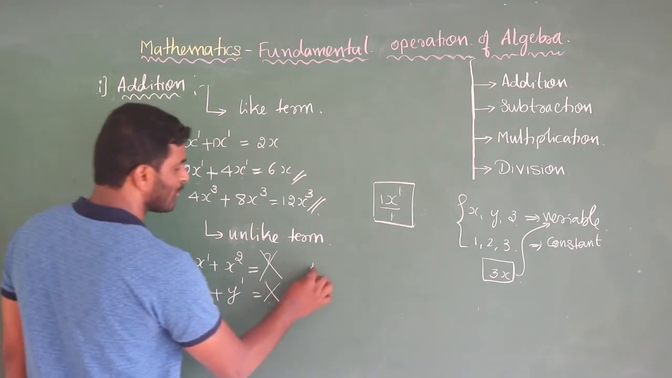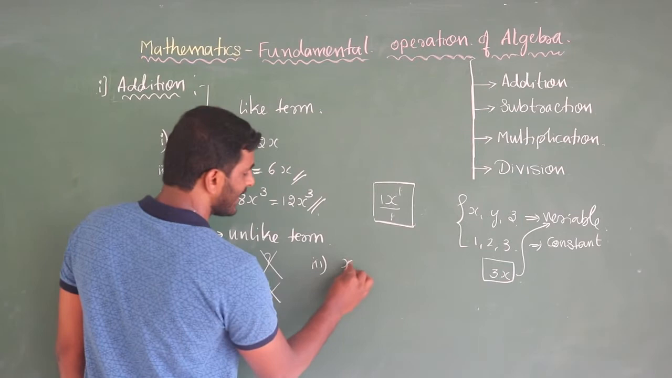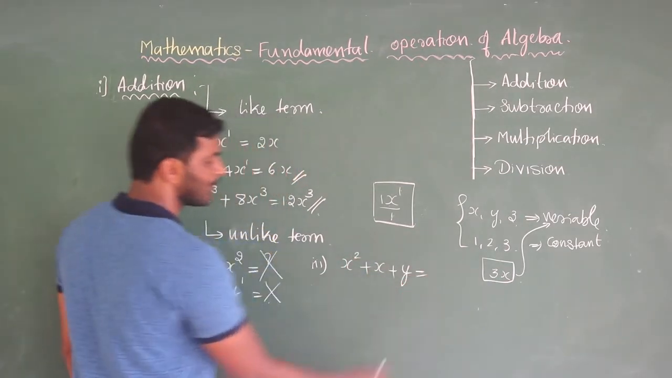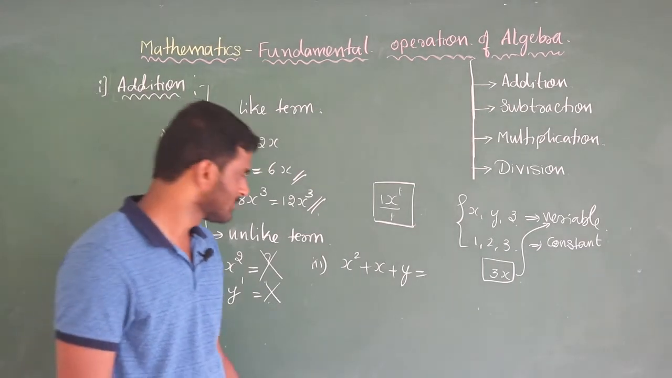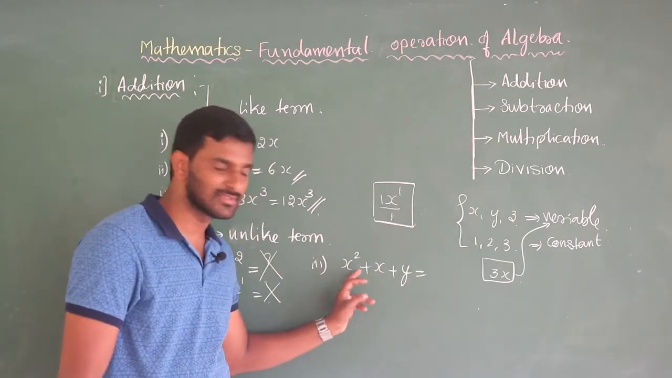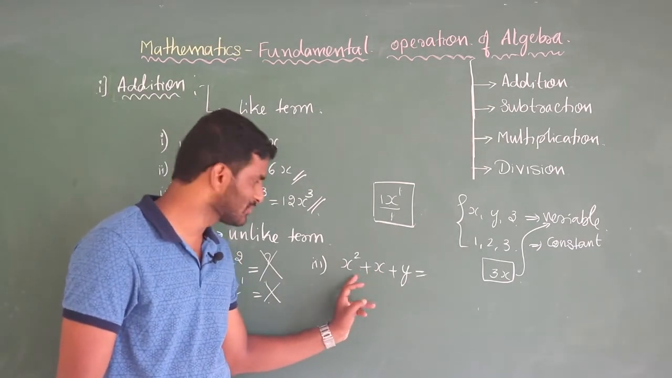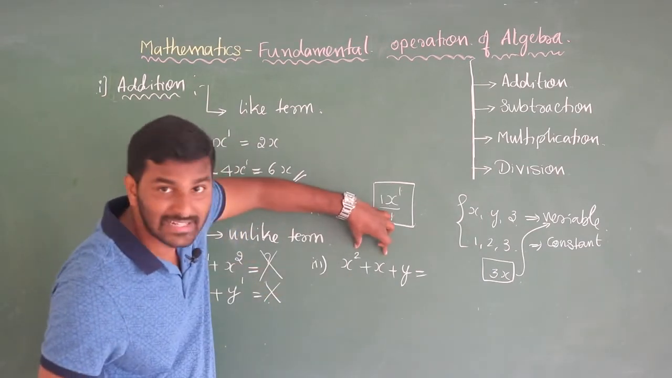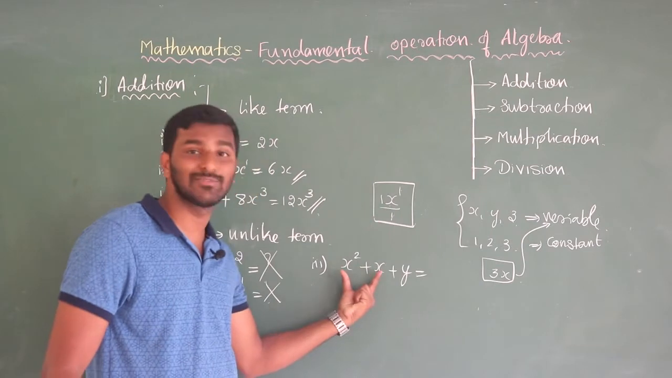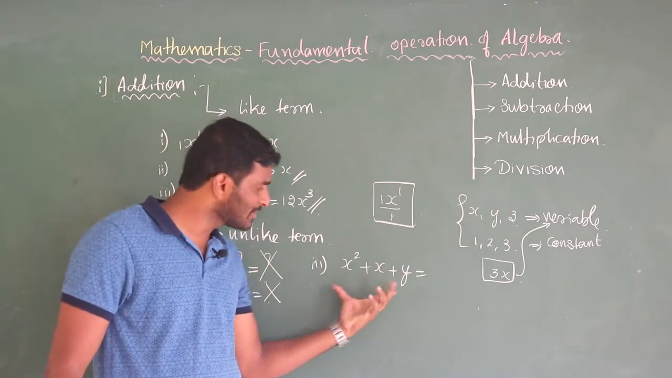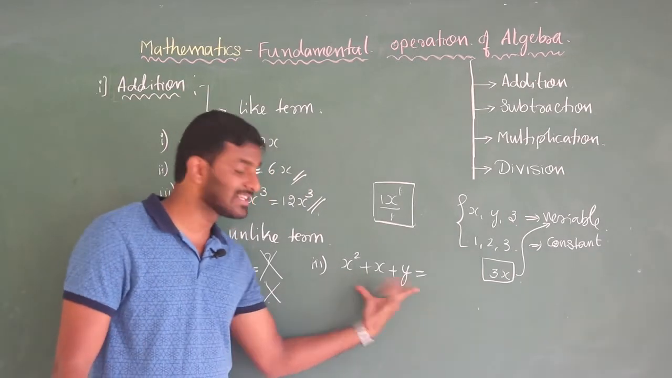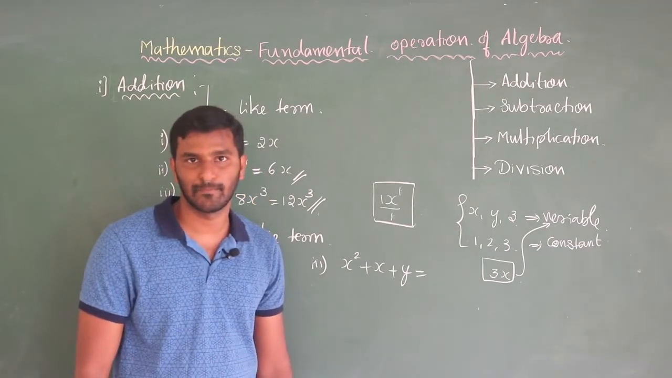Let me take one more example. Third one, x square plus x plus y. What is the answer here? Is it possible to add these two terms? No, because the degree is not equal, but the base is equal. Is it possible to add the first term and the last term? These are the terms. There are three terms.